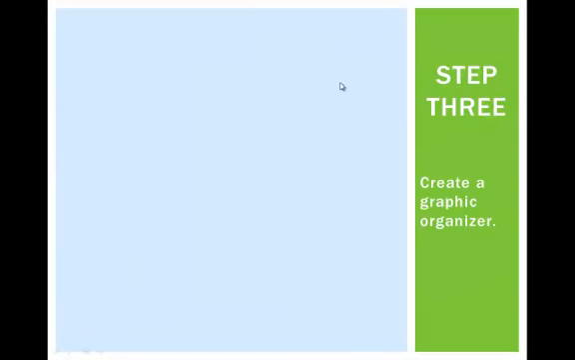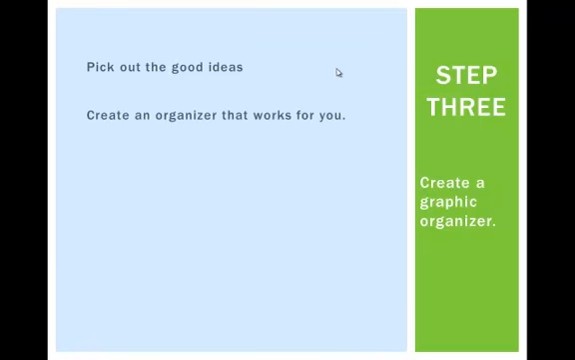Step 3 is to create a graphic organizer. So you have your brainstormed list of ideas. Some of them are good, some of them are not so good. You need to take a minute or two to pick out the good ideas. And then from the good ideas, you need to create an organizer that works for you.